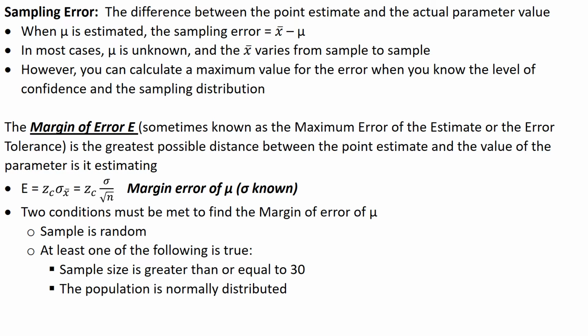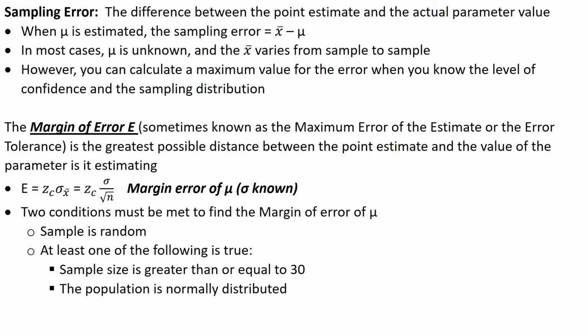Sampling error is the difference between the point estimate and the actual average of the population. Most of the time, our population mean, the mu, is unknown, and the sample average, which is x bar, varies from sample to sample. But we can calculate the maximum value of the error to know the level of confidence. This is called the margin of error. How much is the error from the population? What range does it fall within?